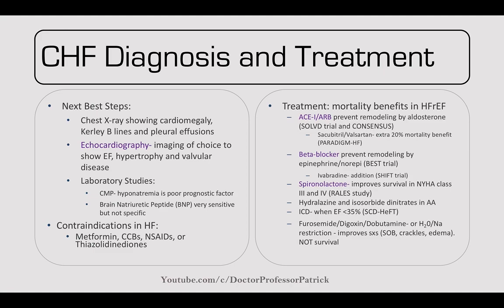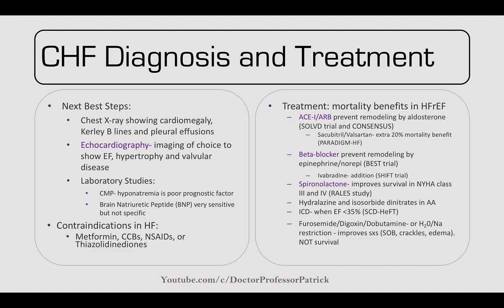Some laboratory studies that you can also do. You can try a CMP to look for hyponatremia. It's a poor prognostic factor. And then you can also order a BNP, or a brain natriuretic peptide, which is very sensitive but not specific for heart failure. Some contraindications in heart failure, medication changes you want to make: not to use metformin, not to use calcium channel blockers, not to use NSAIDs or thiazolidinediones.